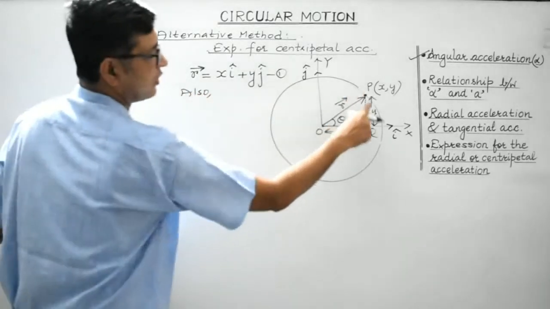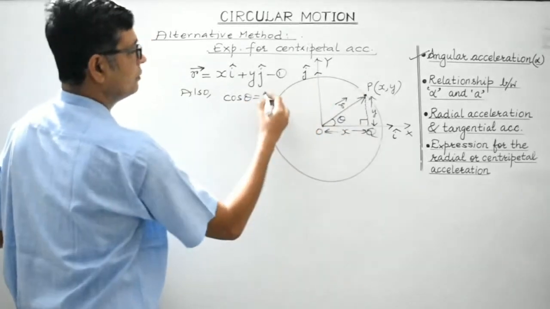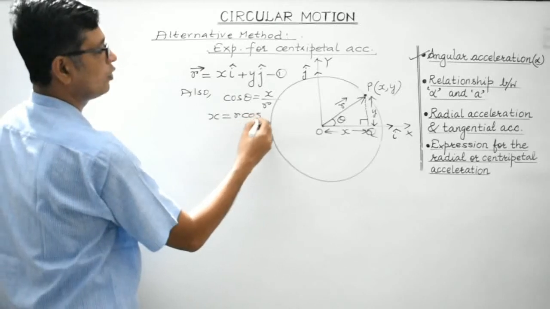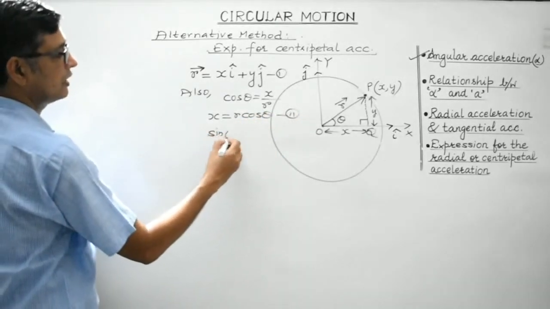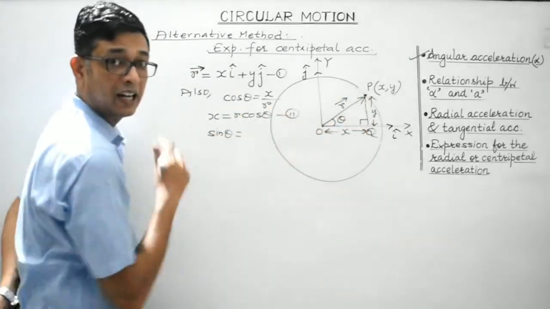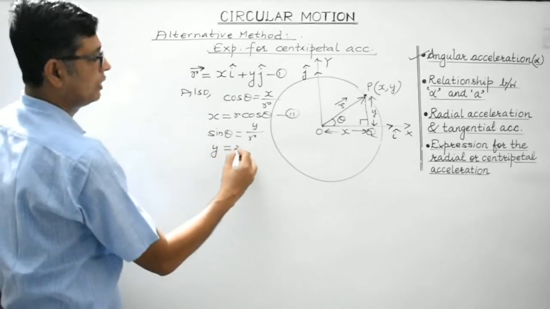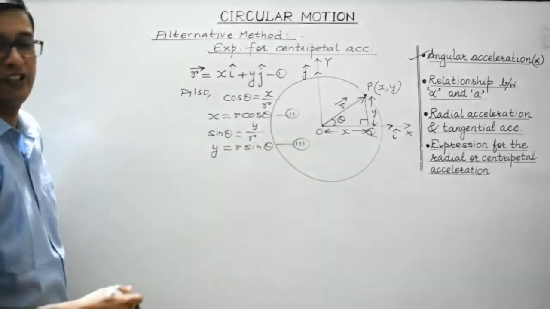Also, in this right angle triangle, if you consider cos theta, it will be base over hypotenuse. So x would be equal to r cos theta, isn't it? Similarly, sin theta is perpendicular by hypotenuse, that is y by r, which implies that y would be equal to r sin theta. Put this as equation 3.